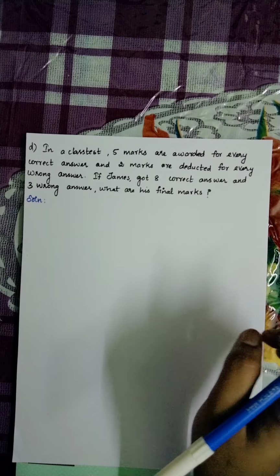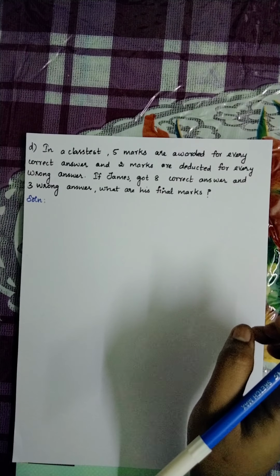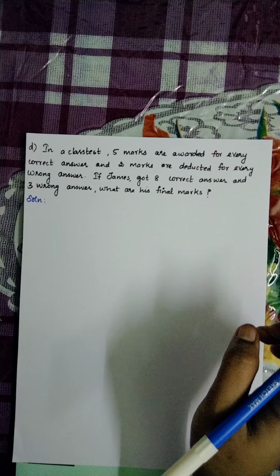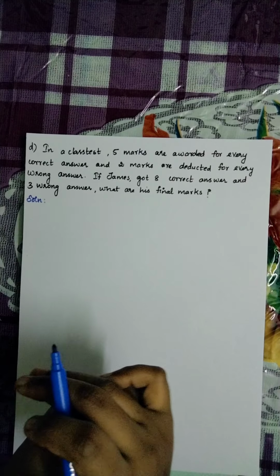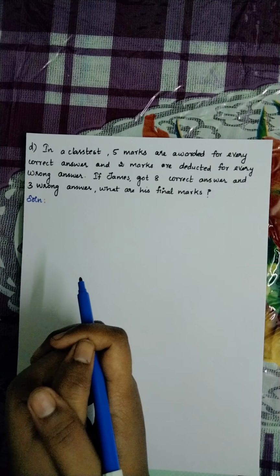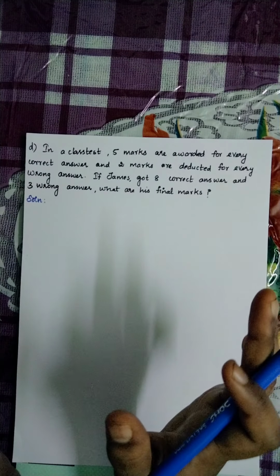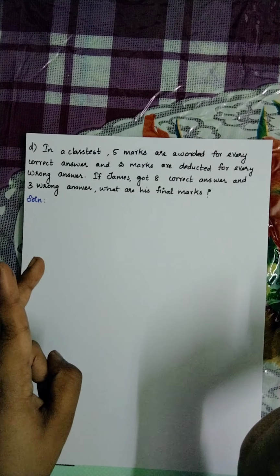Okay, our next question is, in a class test, 5 marks are awarded for every correct answer and 2 marks are deducted for every wrong answer. If James got 8 correct answers and 3 wrong answers, what are his final marks? Okay, in a class test, 5 marks are awarded for every correct answer. For one correct answer, they are giving 5 marks, and 2 marks are deducted for every wrong answer. For a wrong answer, they are reducing 2 marks.